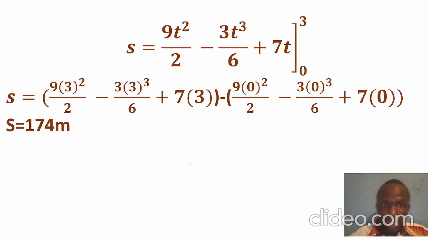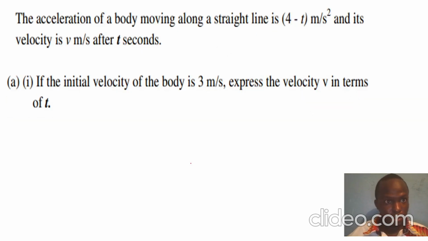So let us go to the next problem. The next problem is still under kinematics. Let me read the question. The acceleration of a body moving along a straight line is 4 minus t meters per second squared, and its velocity is v meters per second after t seconds. If the initial velocity of the body is 3 meters per second, express the velocity in terms of t.